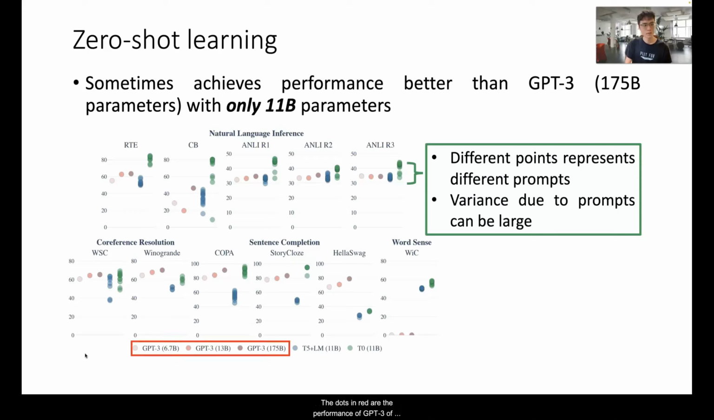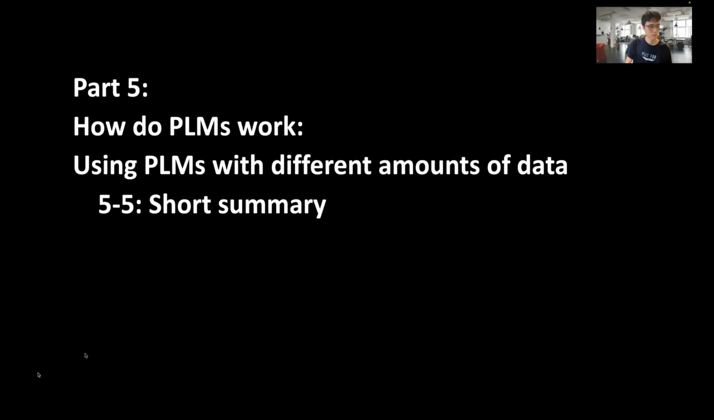The dots in red are the performance of GPT-3 of different sizes, and the blue ones are the performance of T5 without multitask intermediate task fine-tuning. You can easily see that the green dots are always better than the blue ones on average. This shows that multitask fine-tuning can indeed enable a model to perform zero-shot inference on unseen tasks.